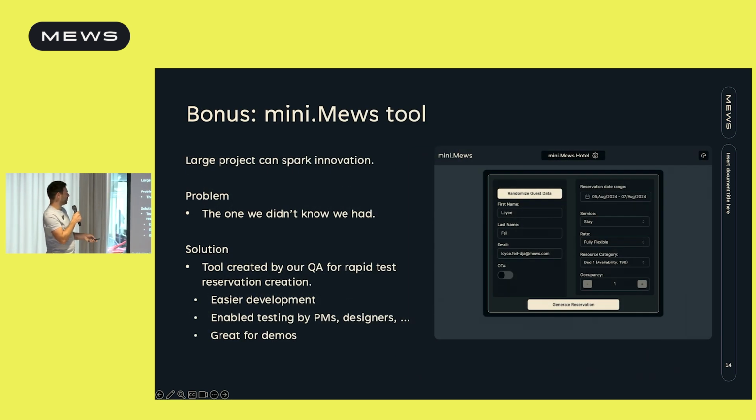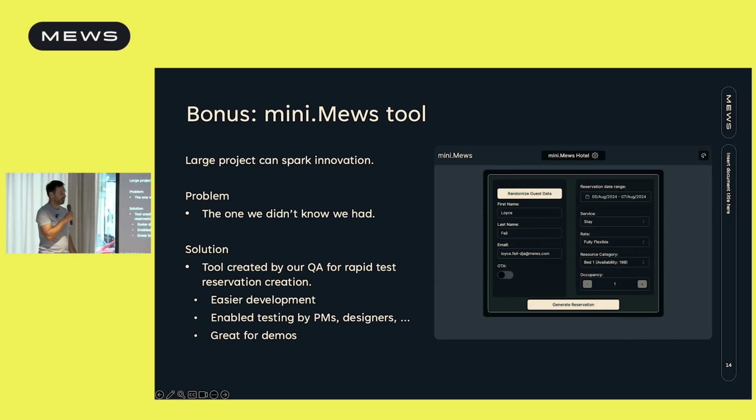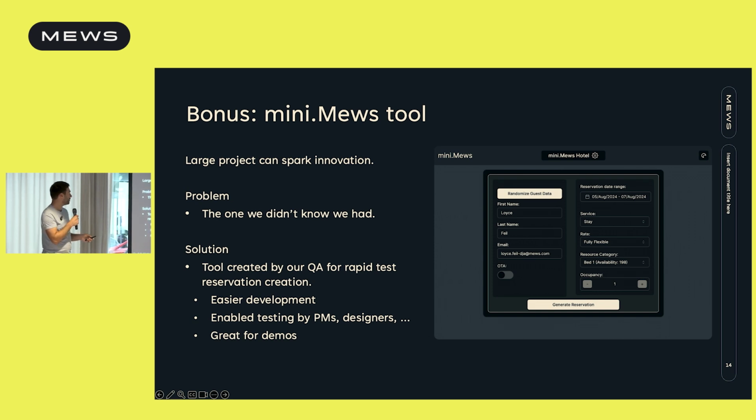This is something that was not planned, but it happened. Large projects like this can spark innovation. And our QA guy created this tool which is called mini.Mews, which was for rapid test reservation creation. And it helped us so much. The development was easier, and it enabled testing by PMs, designers, everyone in the company, and it's great for demos.